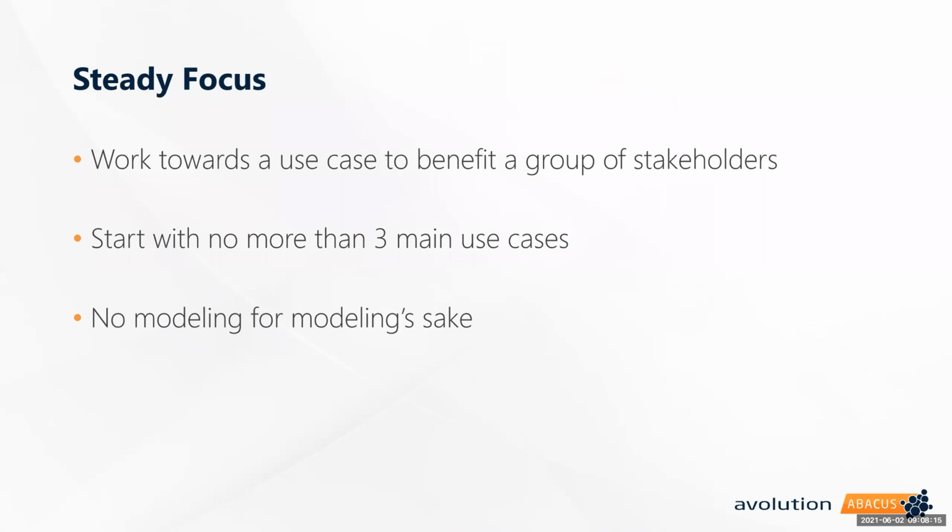And these things will help you remember what is key, which is no modeling for modeling's sake. So modeling for modeling's sake should always be avoided. We always want to make sure that the effort that we're putting in as part of enterprise architecture is not to just check a box of doing EA, but rather focused on providing value to the group of stakeholders that we want to provide value to.